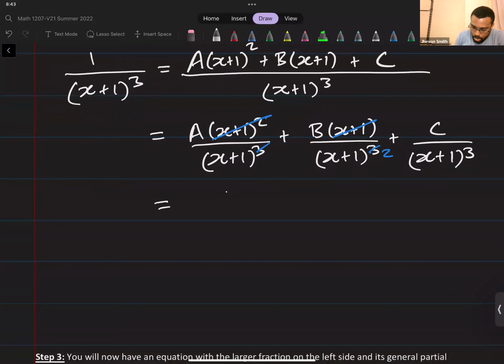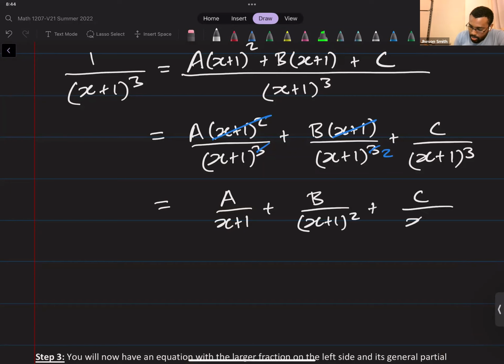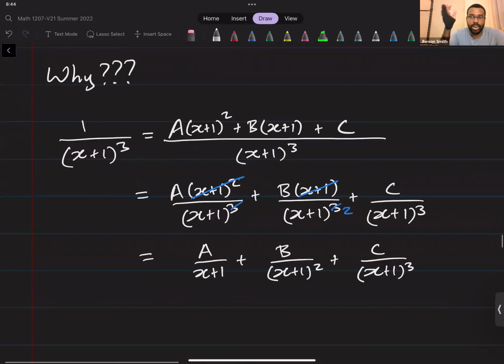And so this would break down into a over x plus 1, b over x plus 1 squared, plus c over x plus 1 cubed. So when there's a repeated factor, you literally just count up to the multiplicity, and the generic numerator is based on what's inside the parentheses. It's based on the base factor. Okay, so if you have a bigger fraction, there's a repeated factor in the denominator, you simply repeat that factor and count the powers up to whatever the highest power was.